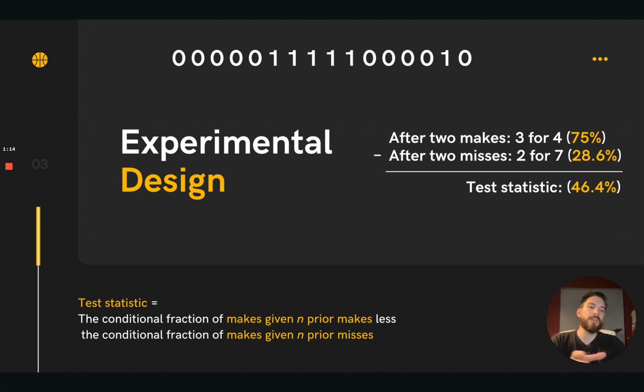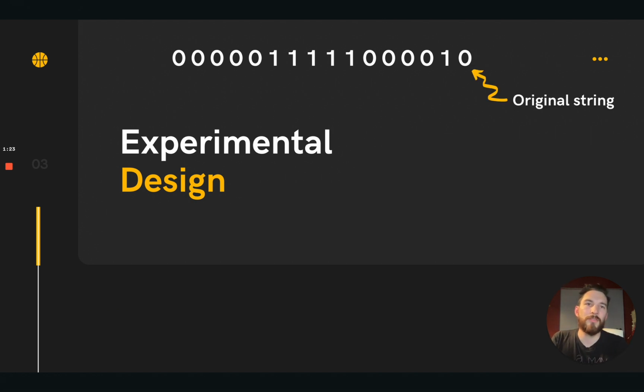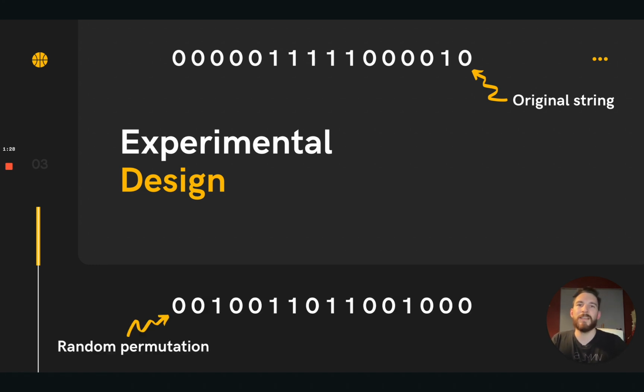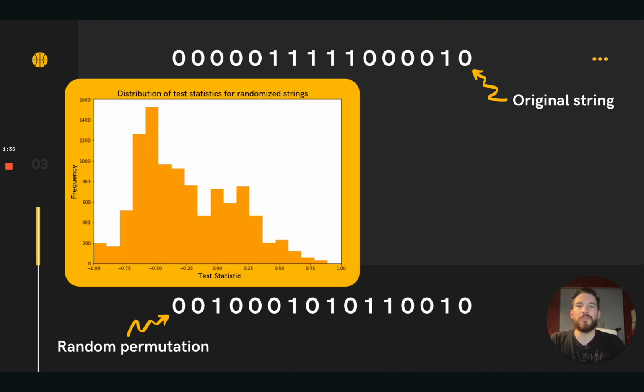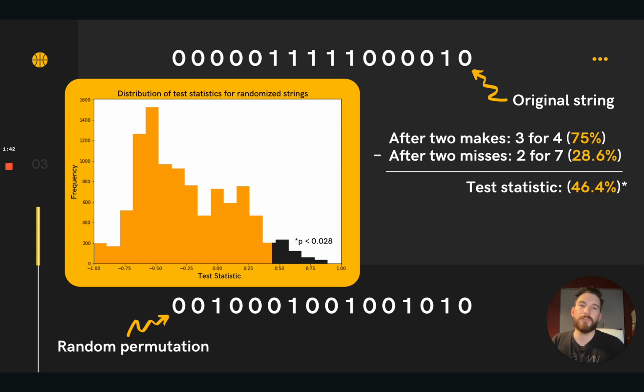Now that we have a test statistic, we need something to compare it to determine if it is abnormally high or not. So to generate this null hypothesis, I took that string of ones and zeros and shuffled it so that the order doesn't matter anymore. After shuffling the string 10,000 times and calculating the test statistic for each random permutation, we can compare this original string to this distribution of random strings. In this case, we can see that this particular order of ones and zeros is actually on the hotter end of this spectrum.